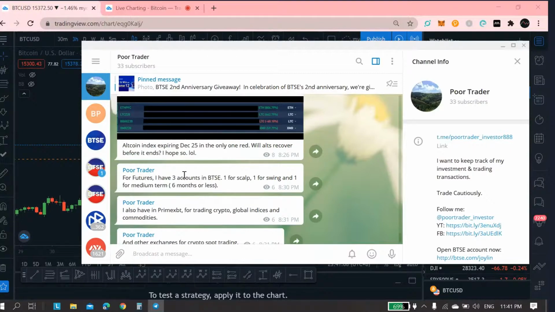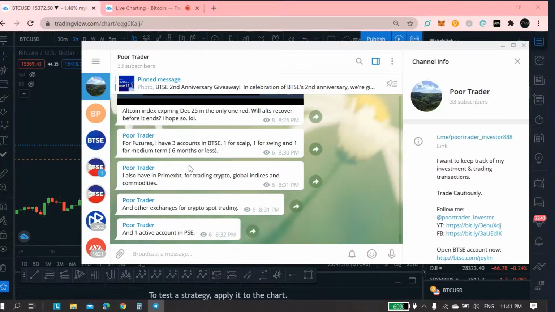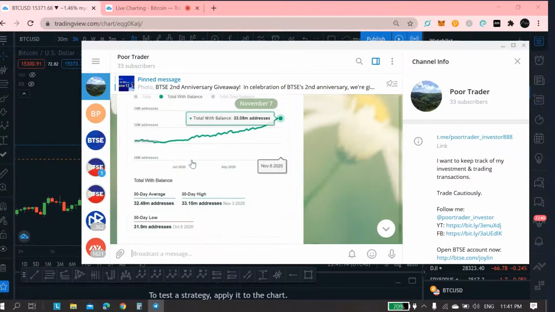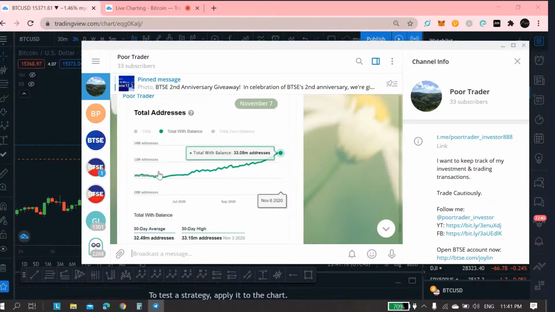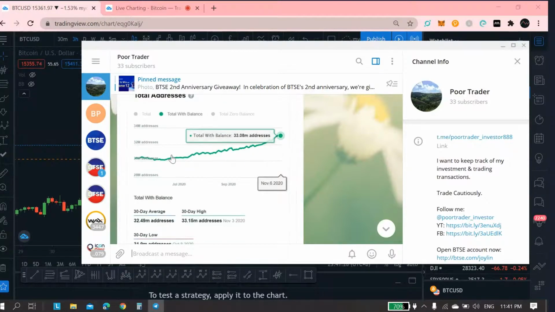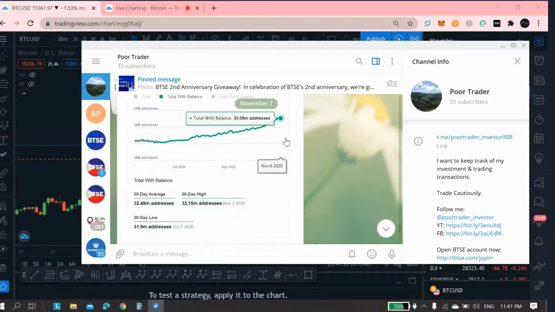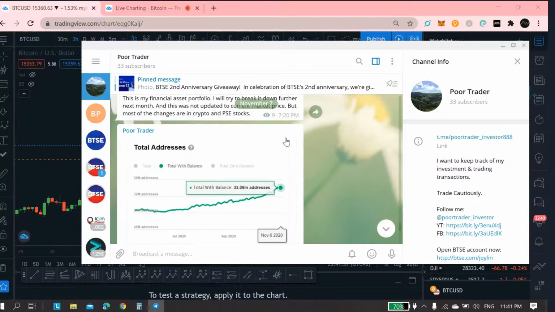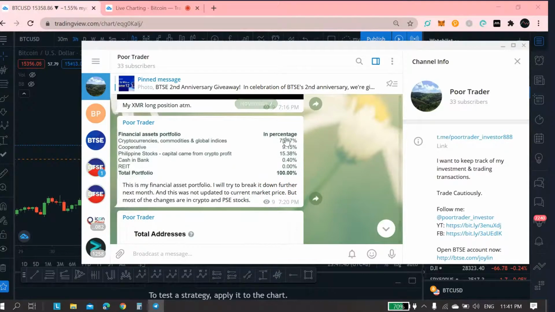So anyway, what else? This one. If you look at the BTC addresses with balance, it's currently 33.08 million addresses, and the trend is going up. So I'm long-term bullish. And what else? Yeah, I think that's it.